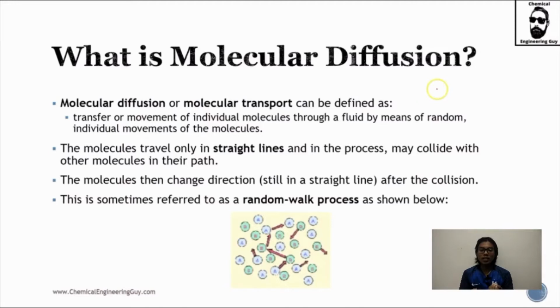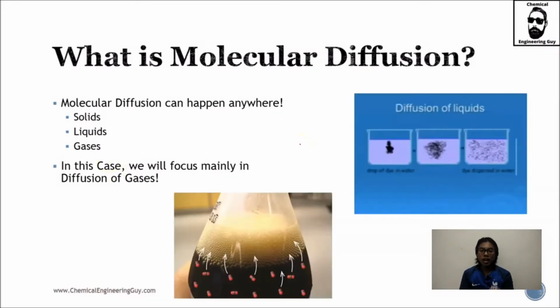The kinetic movement is due to the thermal energy or internal energy. Increasing temperature favors an increase in thermal energy, therefore an increase in rate of diffusion. Decreasing pressure favors a decrease in collision. This is because they have more space, therefore they will travel longer until they collide. Molecular diffusion can happen at any state or phase, which is in solids, liquids, or gases.